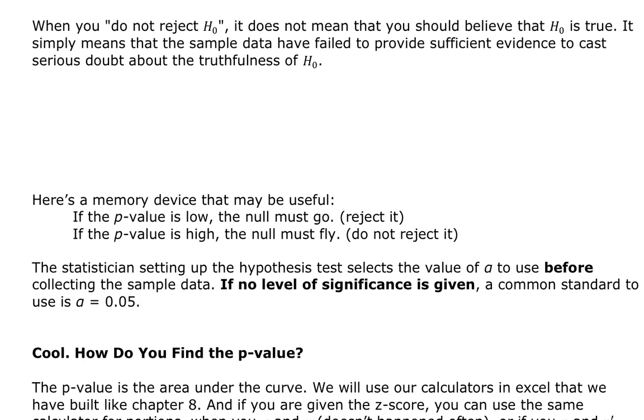And when we're doing our hypothesis test, you're going to select an alpha to use before you collect the data samples. If no level of significance is given, it's standard to use an alpha of 0.05. Now, if I make the connection between this alpha and confidence intervals, that's like saying I'm 95% confident, right? So the alpha would be 1 minus 0.95, in other words, 0.05.